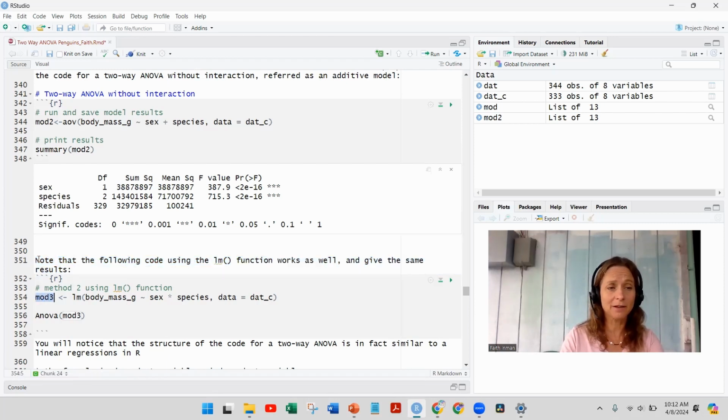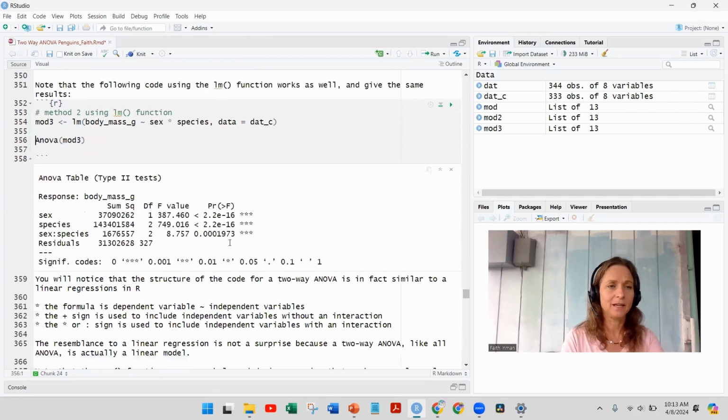So if we run this mod 3, and instead of using AOV, we use body mass by sex by species. And then to get our results, instead of using the summary command, we use ANOVA on mod 3. This is what we get. Exactly the same thing. So the linear model and the AOV command, the linear regression and the ANOVA run essentially the same test, just using a different function, and you specify the output slightly differently.